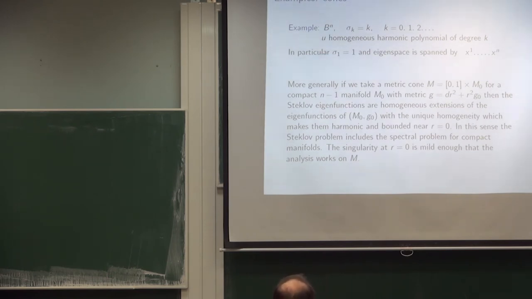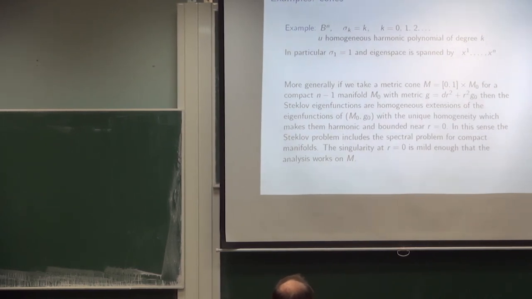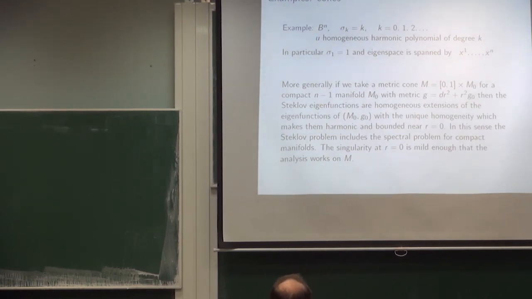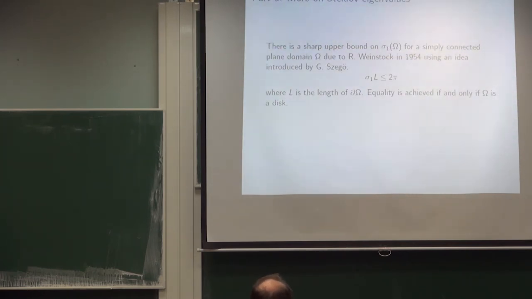So this kind of example shows that the Steklov spectrum can reflect the boundary geometry very strongly, so it does for the case of a cone. Okay, you might worry that the cone is actually singular at the origin, but the singularity is mild enough that it doesn't really affect the analysis. So those are examples.